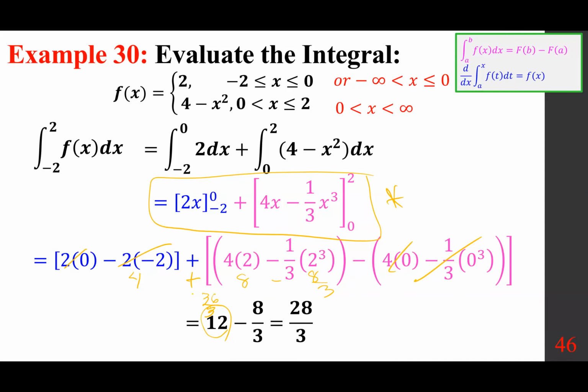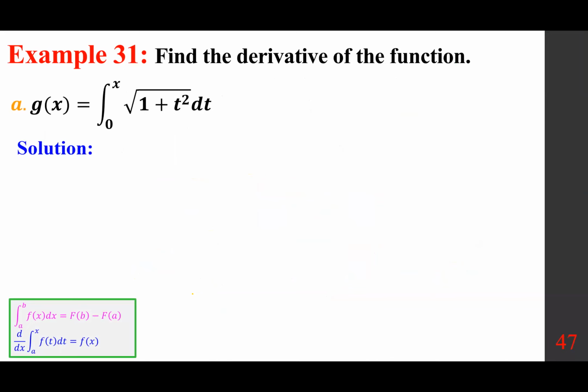All right, we are going to move on. G of x is given as the integral of 0 to x of the square root of 1 plus t squared dt. And we want to find the derivative of the function.